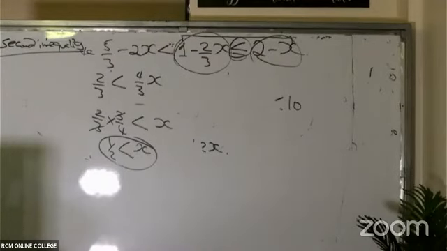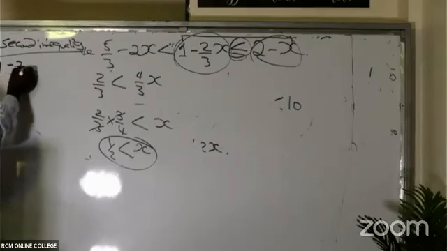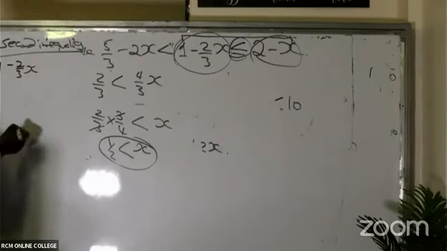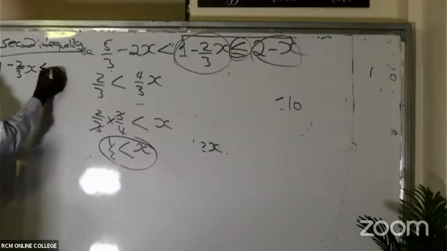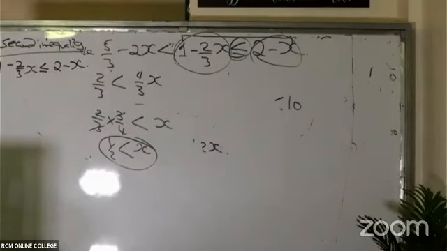All right. So then what do we have here? We have here 1 minus 2 over 3x is less or equal to what here? 2 minus x like that.